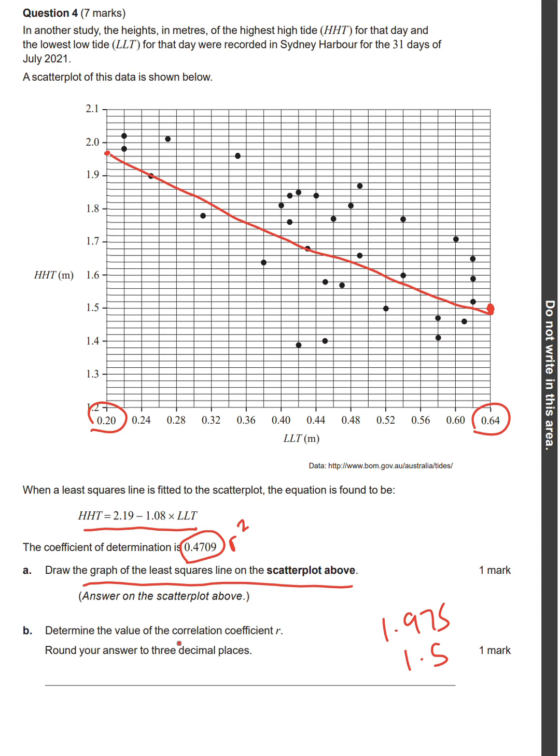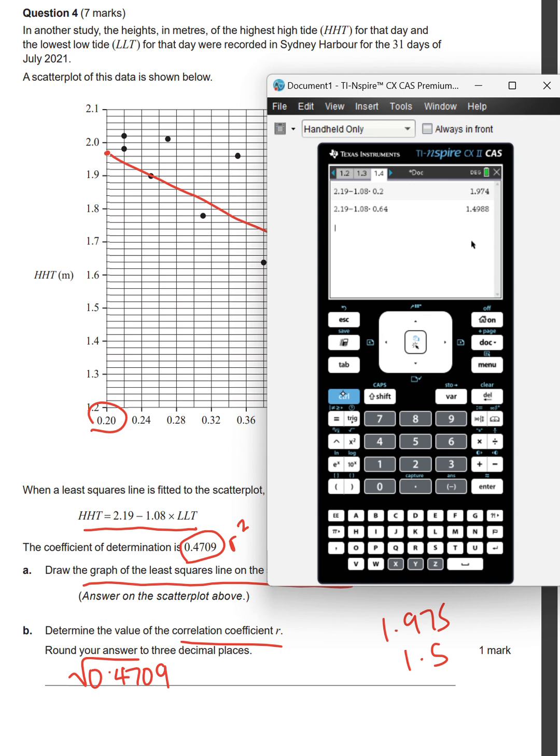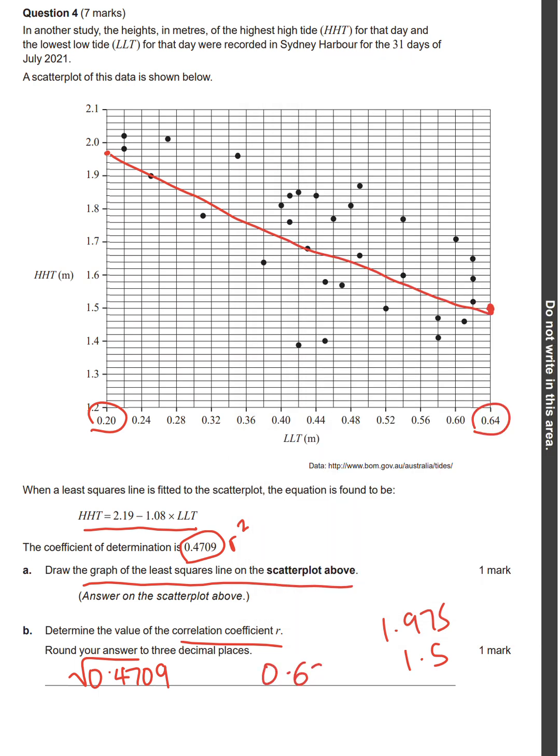Okay, determine the value of the correlation coefficient R. So that means that we're going to square root what we've got. Okay, so the square root of 0.4709 equals, now we want 3 decimal places, so 0.686. And just remembering to check my slope is negative, but also we can see that my line is negative, so that is a negative 0.686 there.